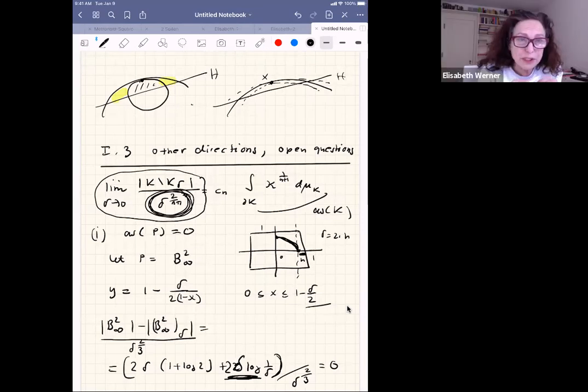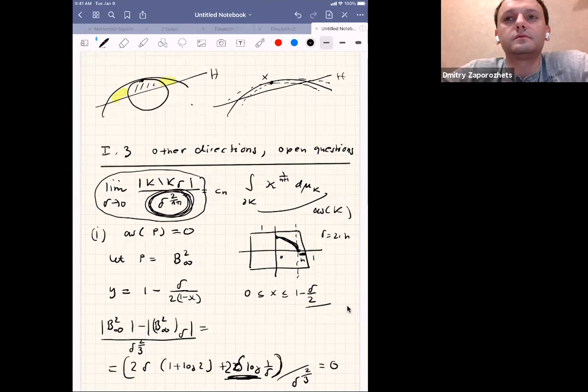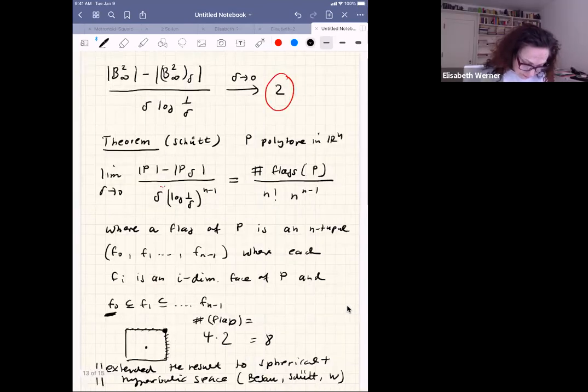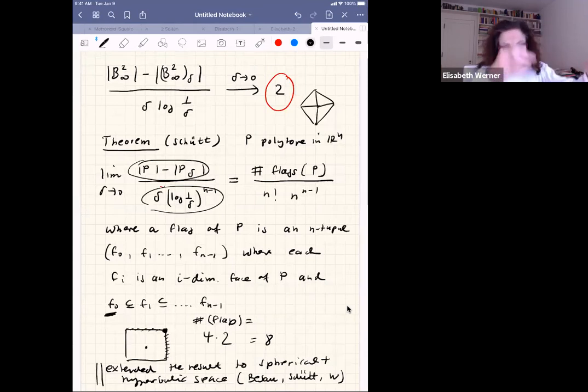No, not at all. You do something completely different, because you have to get the right order. You really have to expand the volume difference here to get this order. What he does is he takes a general polytope and subdivides it into simplices, and he does explicitly the computation for a simplex.